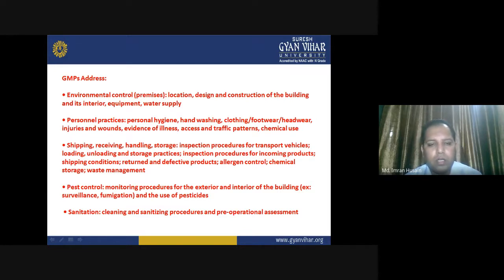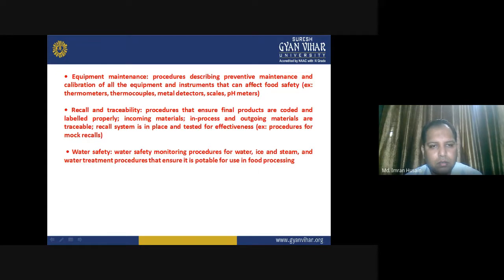Individuals are wearing PPE kits, personal hygiene, hand washing, clothing, footwear, headwear, how first aid facilities are there if any accident occurs. What type of equipment maintenance is being followed? Are they being followed or not? Instruments should be up to the mark according to food safety. Thermometers, thermocouples, metal detectors, scales, and pH meters: are they working properly or not?